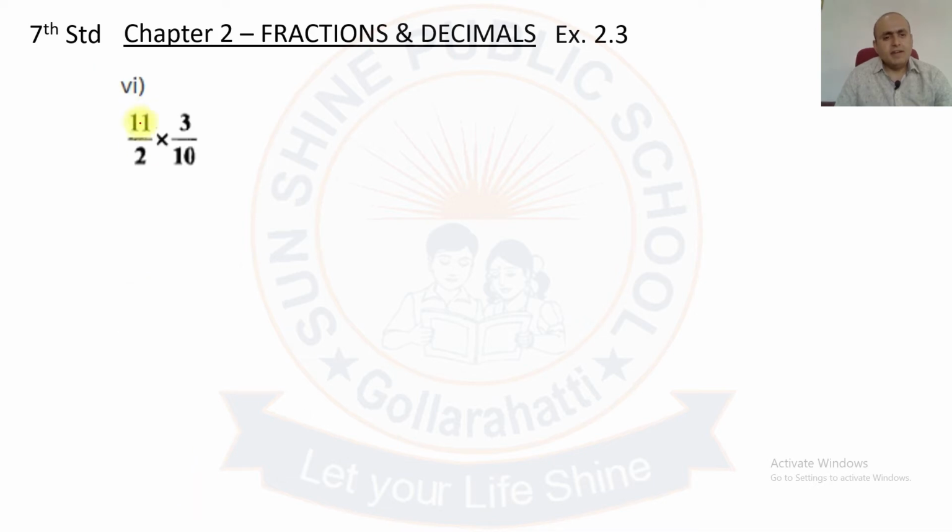Next question. 11 by 2 into 3 by 10. So you should multiply the numerators and denominators, that is 11 into 3 by 2 into 10. When you multiply 11 into 3 we get 33, and 2 10s are 20, and this number we cannot simplify.